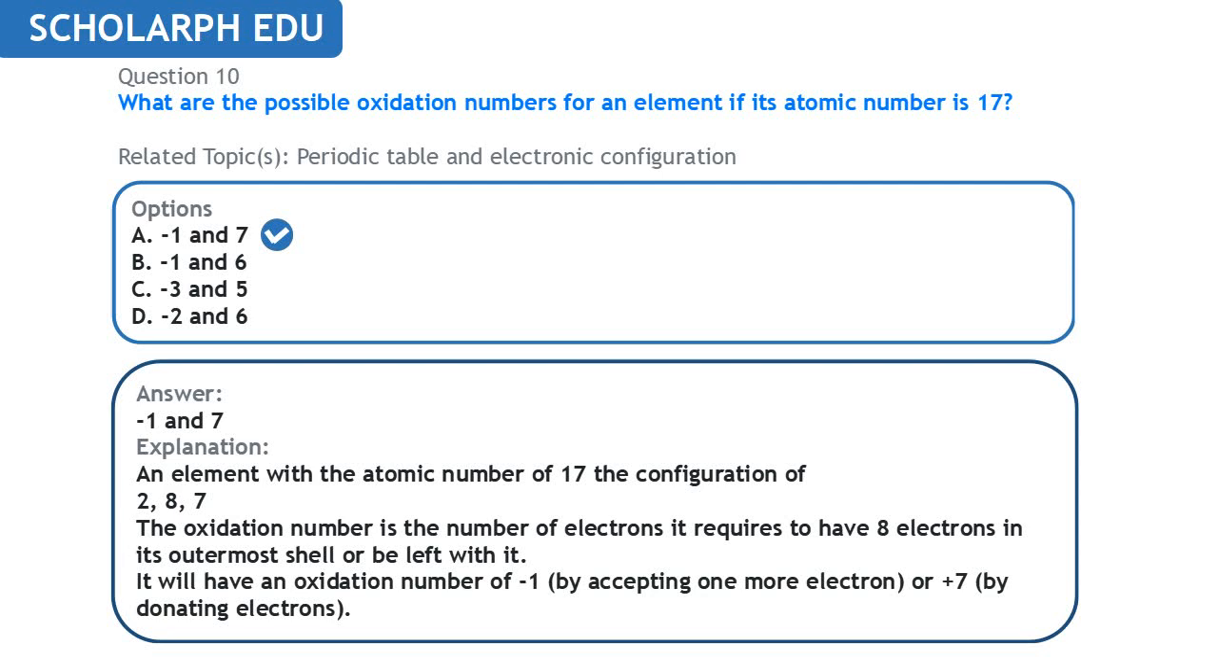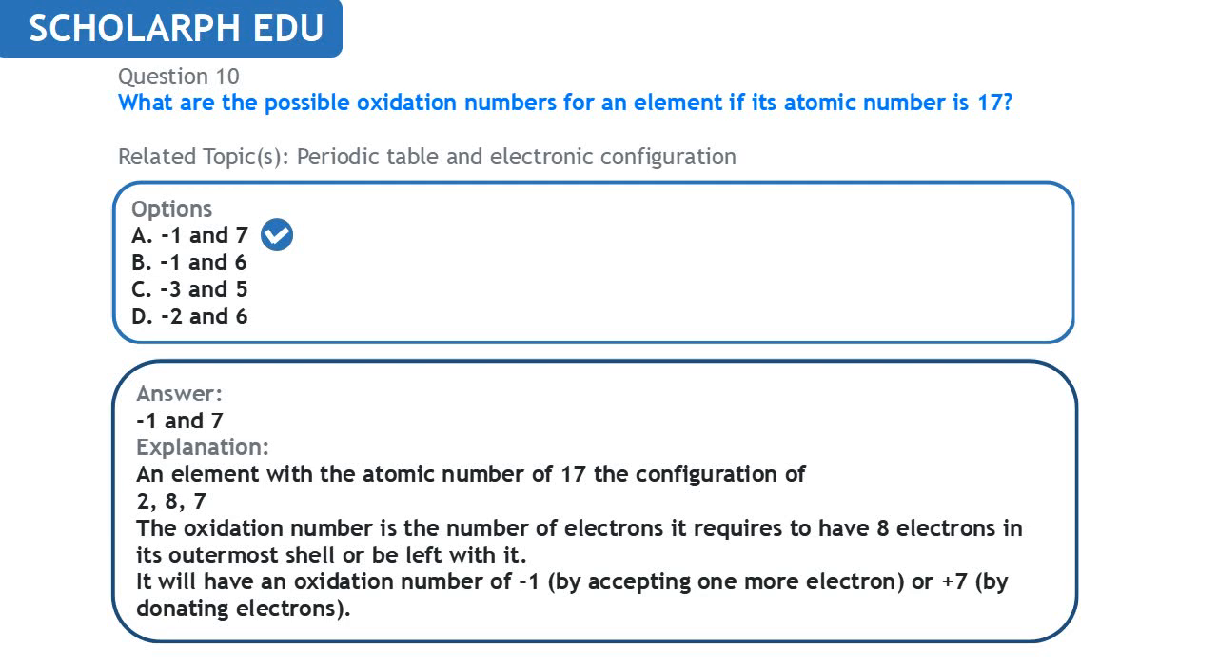So it's either it donates or it accepts. If it donates, it's now going to have a charge of plus 7, meaning it will have more positive charge than negative charge. And if it accepts one electron, it's going to become minus 1. So the oxidation numbers of this atom are plus 7 and minus 1.